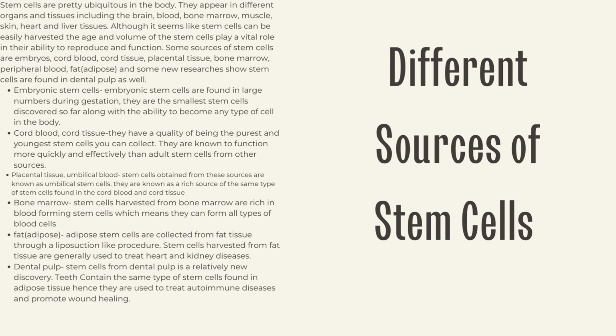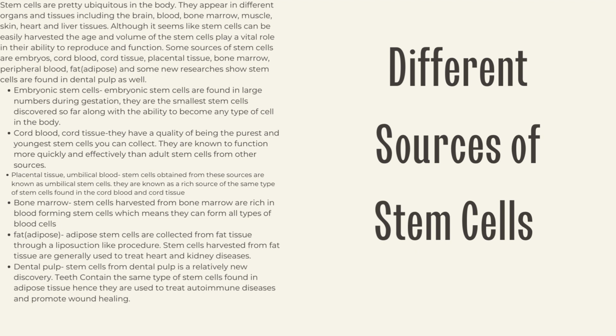So we look at some places where stem cells are found. Embryonic stem cells are the ones found in large numbers during the gestation period. They're the smallest stem cells discovered so far, along with the ability to become any type of cell in the body. Cord blood and cord tissue have the quality of being the purest and youngest stem cells you can collect. They are known to function more quickly and effectively than adult stem cells from other sources.